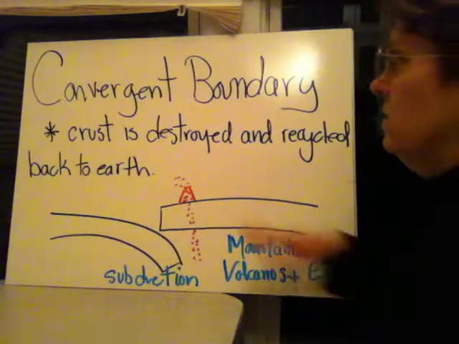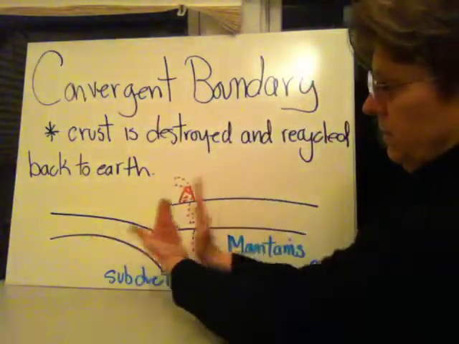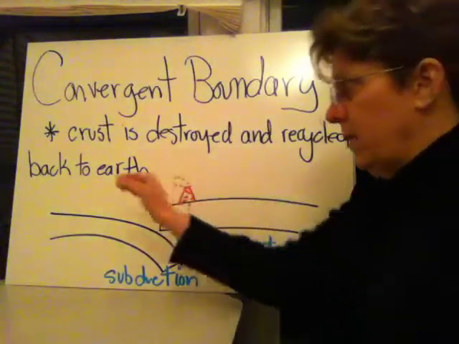The next type of boundary is a convergent boundary. Again, con meaning together or with. So we have two plates coming together. With a convergent boundary, crust is destroyed and recycled back into Earth.